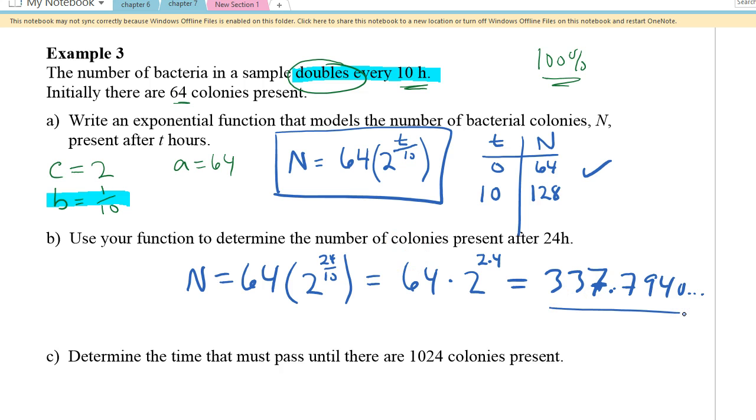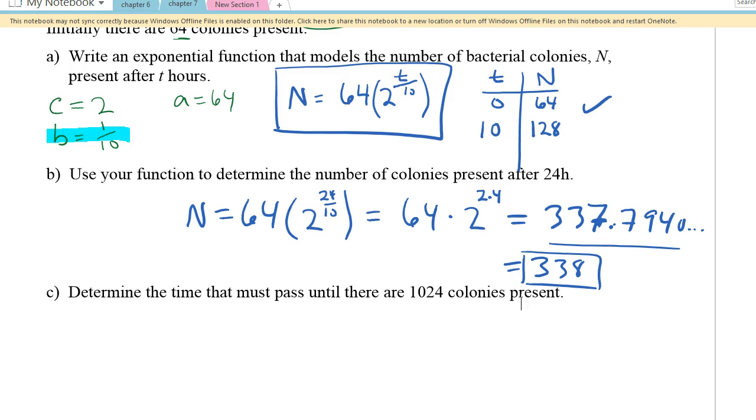Determine the number of colonies. Can we have a decimal number of colonies? I think in a lot of these questions, you can leave it as decimals, but sometimes you have to think, does it make more sense to have it as a whole number? And I think this is one of those cases. So we should say 338, rounded to the whole number.